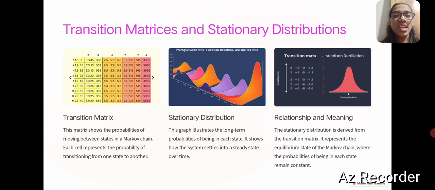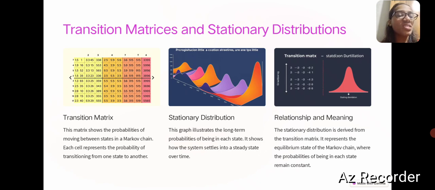First, let's look at the transition matrix. This matrix shows the probabilities of moving between states in a Markov chain. Each cell represents the probability of transitioning from one state to another. Next, stationary distribution. The above graph illustrates the long-term probabilities of being in each state. It shows how the system settles in a steady state over time.